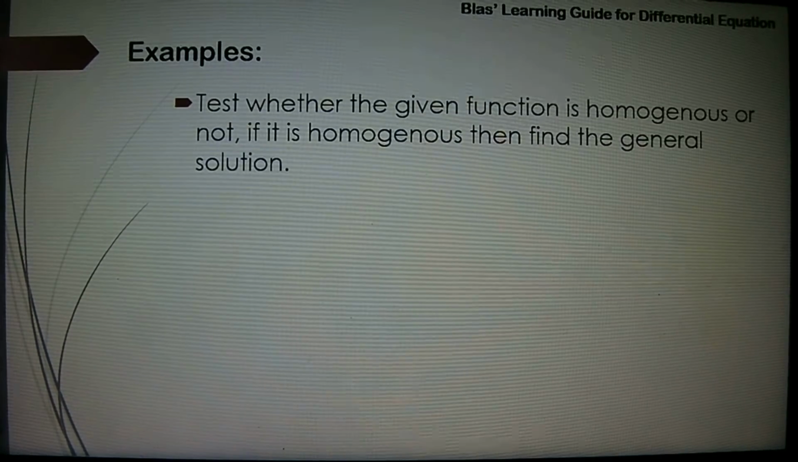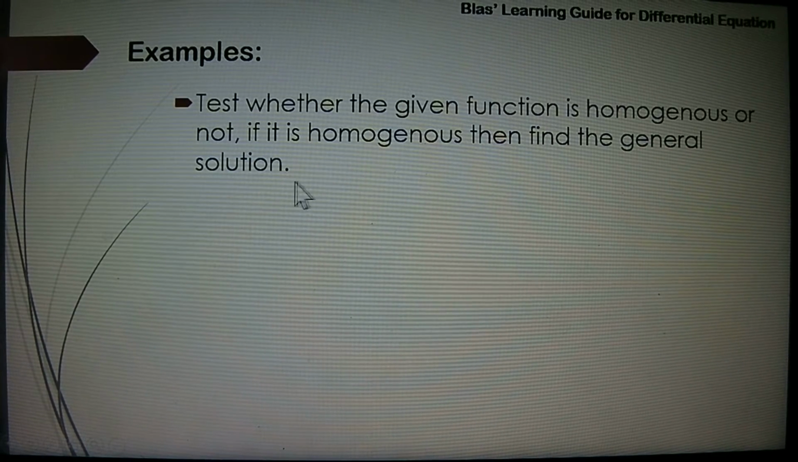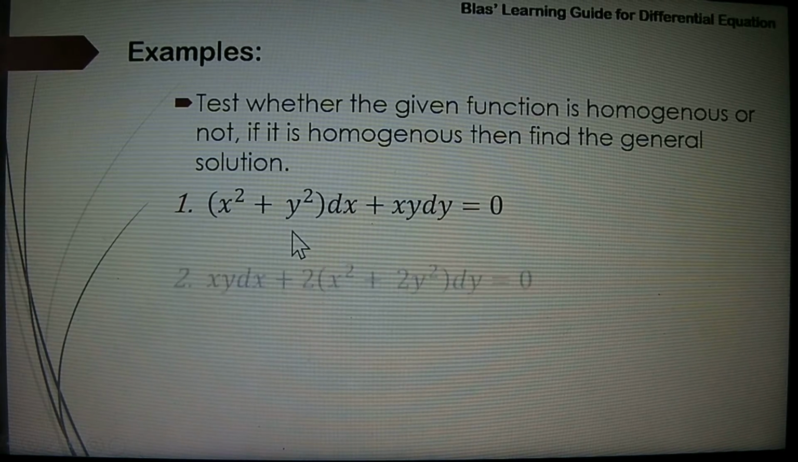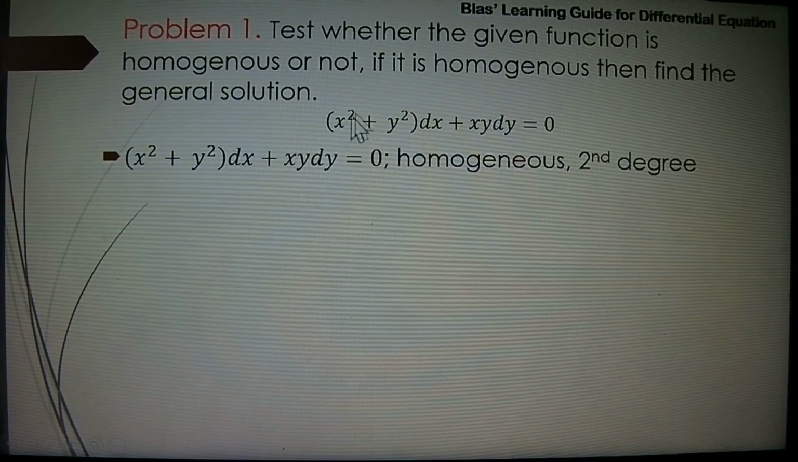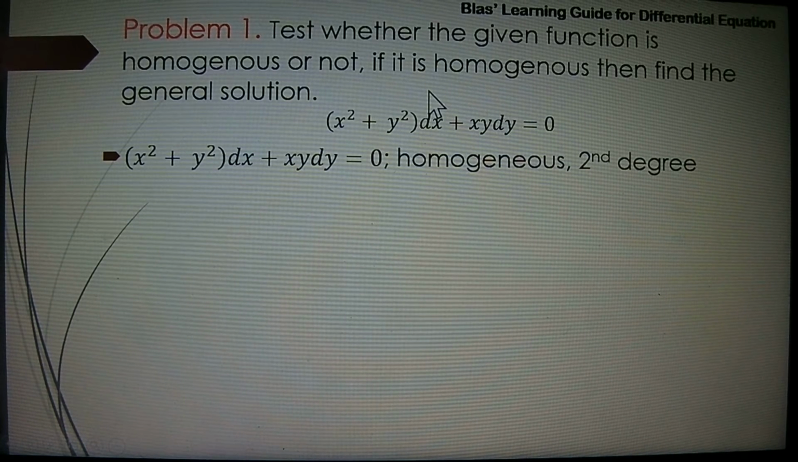So let's have the idea. We are asked to test whether a given function is homogeneous, and then we have to find the general solution. Okay, so these are the problems. We shall take the first problem. We are asked to test whether the given is a homogeneous function.